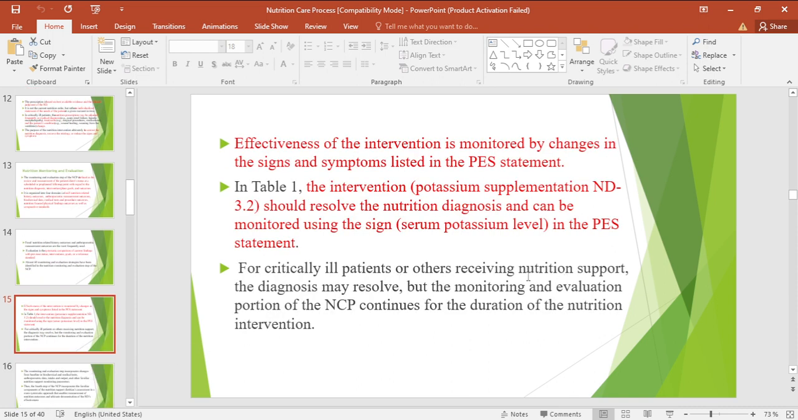So the effectiveness of the intervention is also monitored by changes in the signs and symptoms as listed in your case statement. You have to make sure that you monitor the signs and symptoms. The disappearance of those signs and symptoms is going to be evidence to you that your intervention is working or the patient is applying the intervention. So for example, in our table 1, the intervention, potassium supplementation, should resolve the nutrition diagnosis and can be monitored using the sign, that is serum potassium levels, in the case statement. So you have to monitor the serum potassium levels periodically.